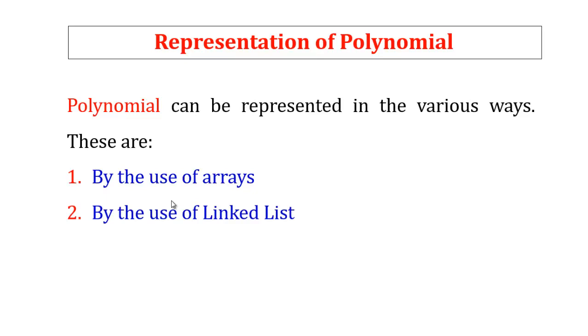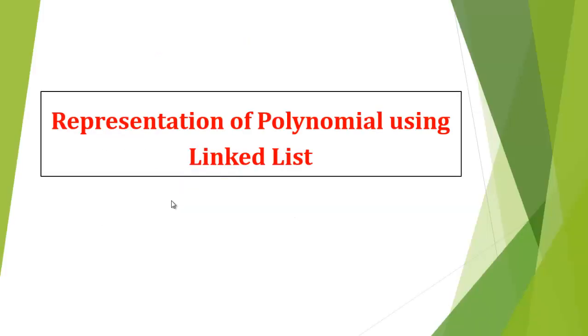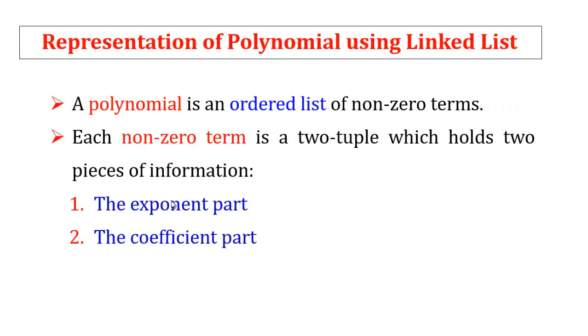First one, representation of polynomial using linked list. A polynomial is an ordered list of non-zero terms. Ordered list is nothing but it may be in ascending order or descending order. Zero should not be considered as a term. A non-zero term may be a single value like 1, 2, 3, 4, anything else.